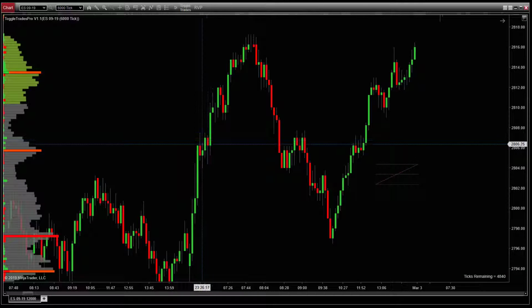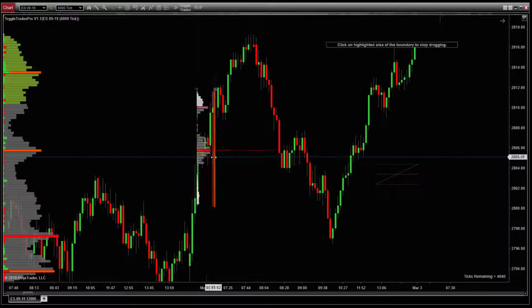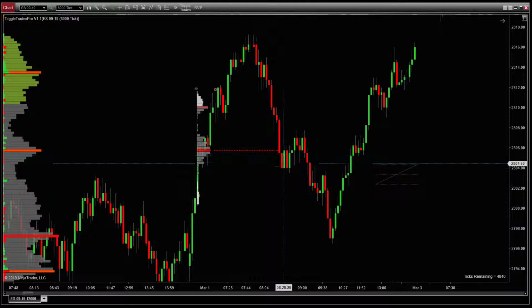This one, it's kind of questionable. 1, 2, 3, 4, 5. There's like 6 bars right there. Let's take a look and see. Not enough to stop it. I don't know. So it's just kind of questionable.